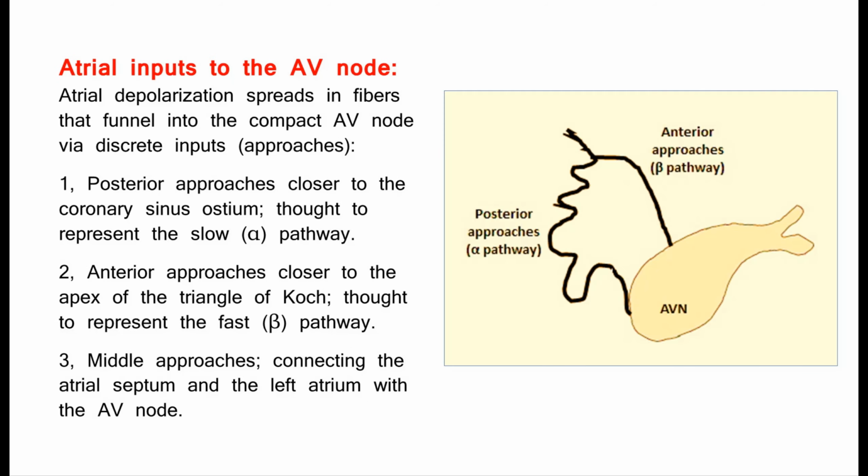Atrial inputs to the AV node. Atrial depolarization spreads in fibers that funnel into the compact AV node via discrete inputs, approaches. 1. Posterior approaches, closer to the coronary sinus ostium, thought to represent the slow, alpha, pathway. 2. Anterior approaches, closer to the apex of the triangle of Koch, thought to represent the fast, beta, pathway. 3. Middle approaches, connecting the atrial septum and the left atrium with the AV node.